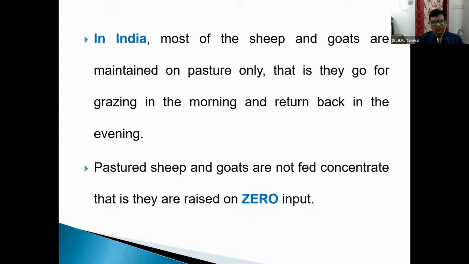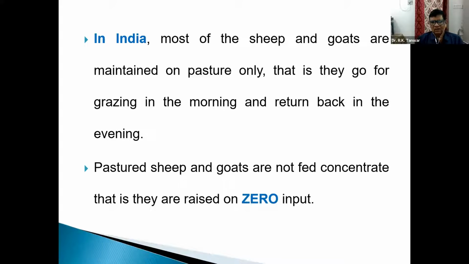In India, as far as I know, most of the sheep and goats are maintained on pasture only. Nowadays, people have some interest and have started intensive farming. Even in the outskirts of Bikaner, some people have come up with it, because in Rajasthan goat meat is costliest. So people have interest and you can get good money.